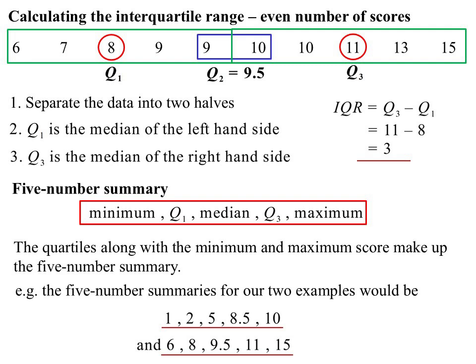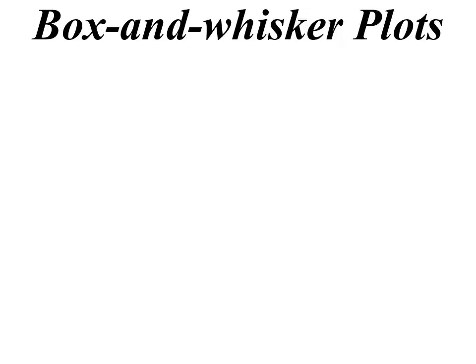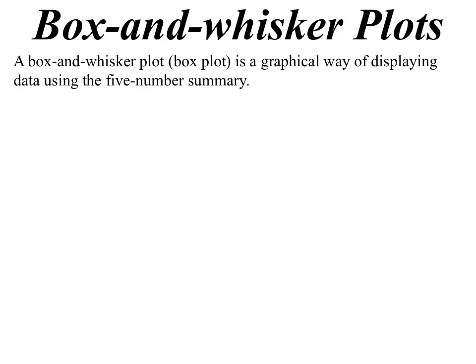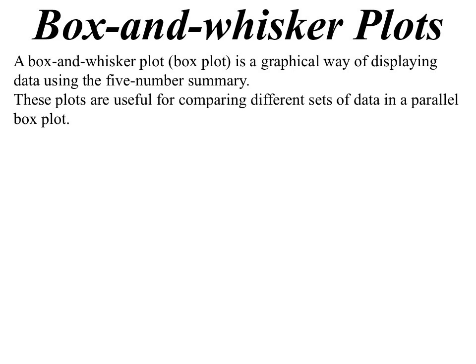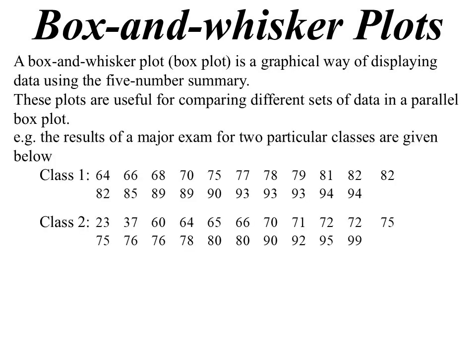Just writing them as a list of numbers though, not that great, which is why we have our box and whisker plots, because we can put it in a graphical format, and it's a lot easier to get a feel for the data when it's drawn as a graph. Here's 2 sets of data. So a major exam for 2 classes. There's the results for class 1 and class 2.